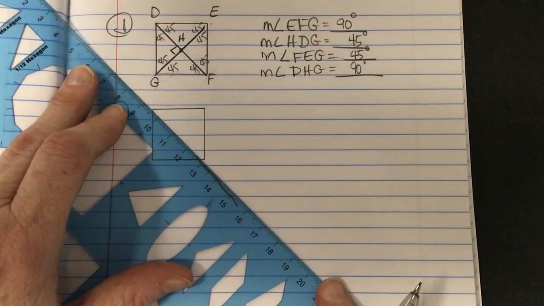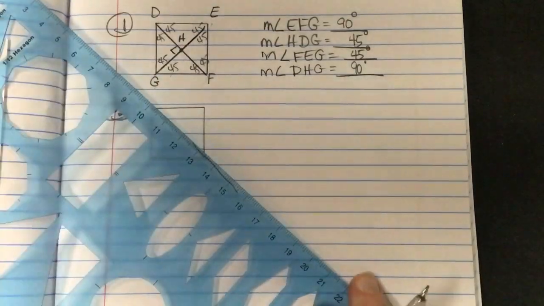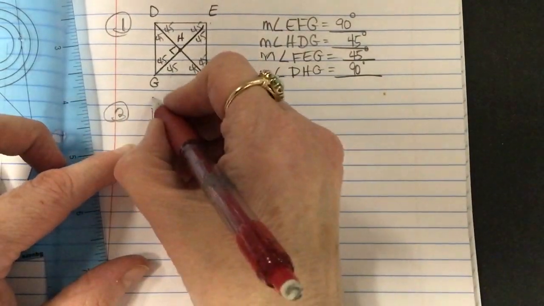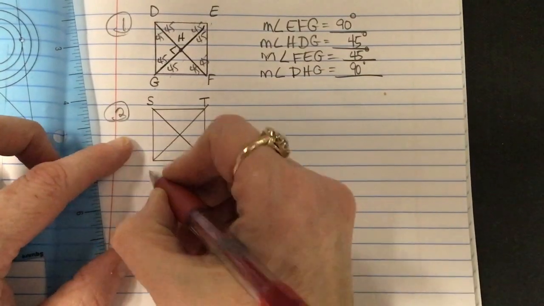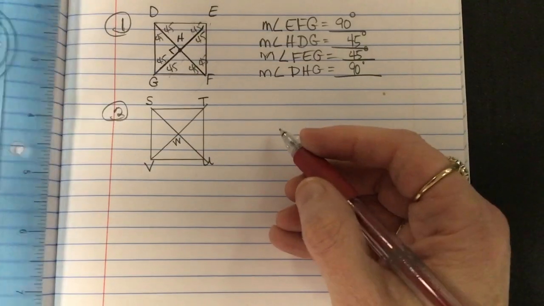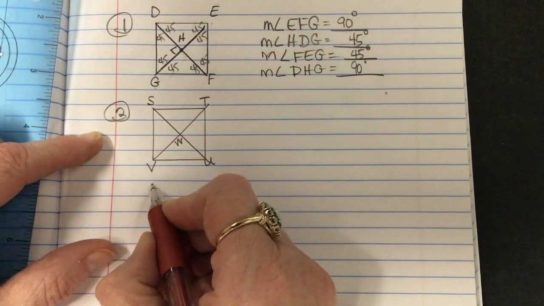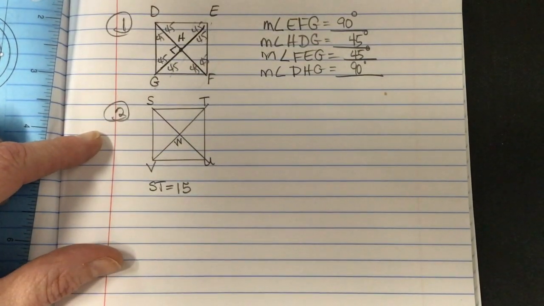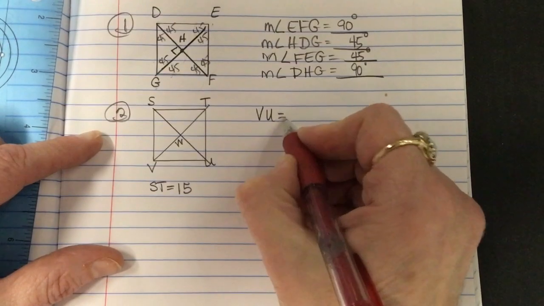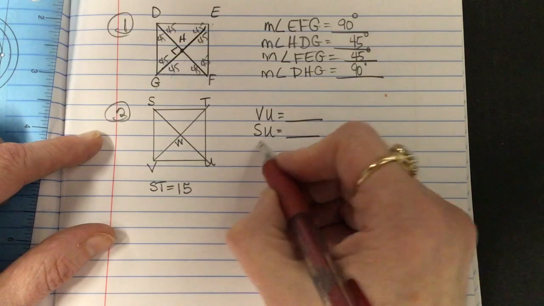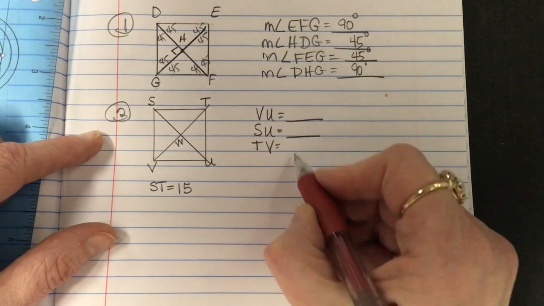Okay, so we've got another square. And this one is STUV, and the center is W. And now they do have to give us something. So we're going to say ST is 15. And so we need to find VU, SU, TV, and SW.